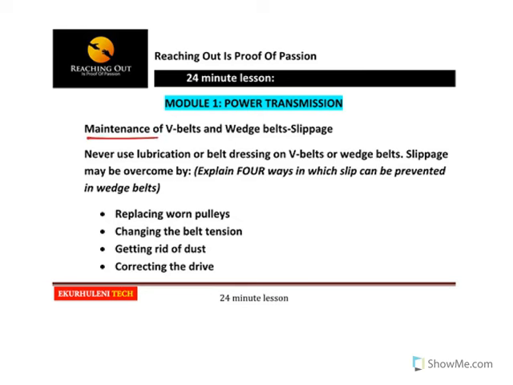Never use, that is on the maintenance again, never use lubrication or belt dressing on V-belts or wedge belts. Slippage may occur. In other words, never lubricate these belts. The question here says, explain 4 ways in which slip can be prevented in wedge belts. How can you prevent slip? Slippage is not needed in a wedge belt, but you can prevent it by replacing worn pulleys, changing the belt tensioning, getting rid of dust, as well as correcting the drive.